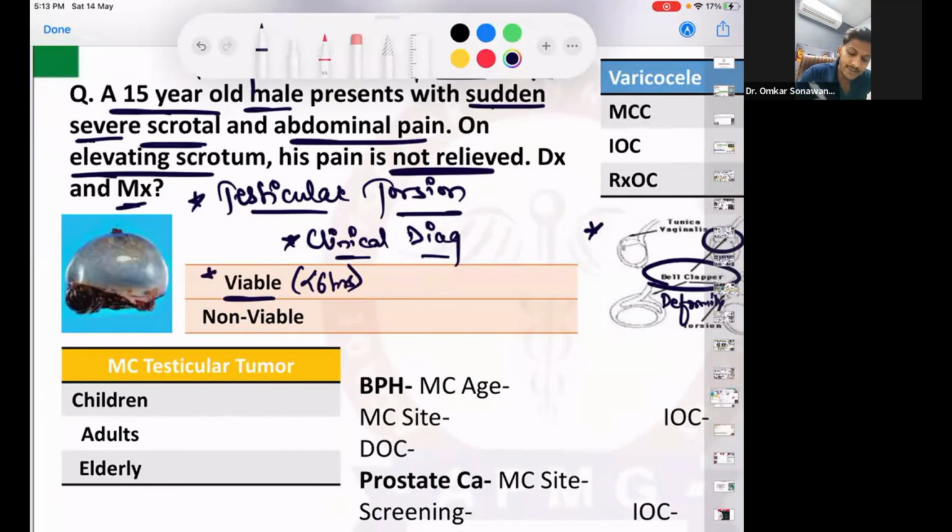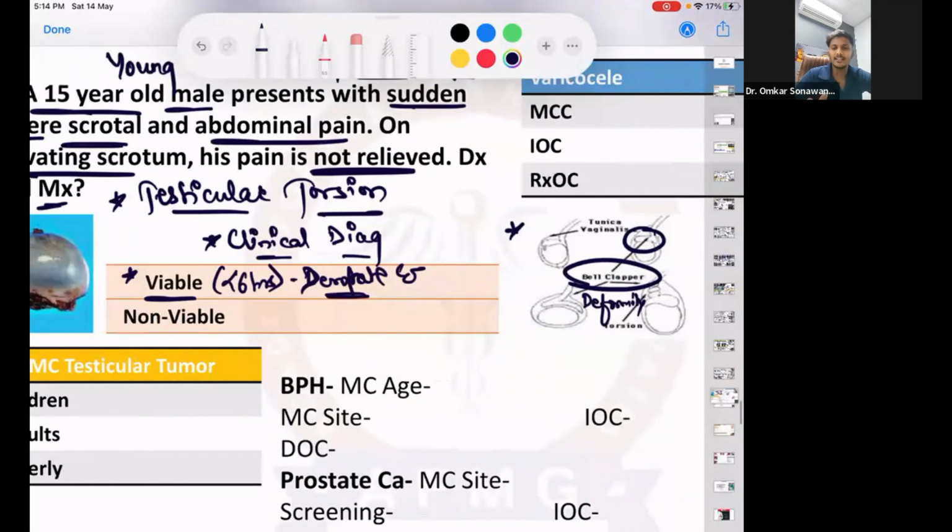So if it is a viable testis within 6 hours, if the patient presents to you, then you will try to save the testis. That means derotate and fix the testis. Testis fixation is called orchidopexy, as we did in undescended testis also. So derotation and orchidopexy would be done in cases of viable testis.